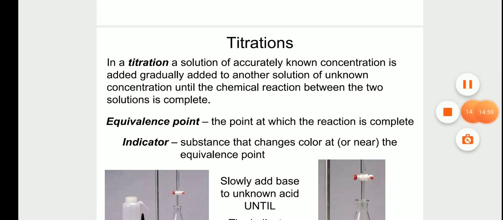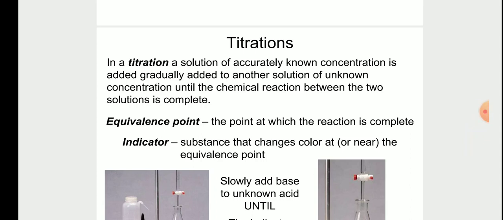If I talk about the titration, it is very well known to you, the acid-base titration. Titration is basically a procedure where an unknown acid solution or basic solution is titrated by a base or acid.